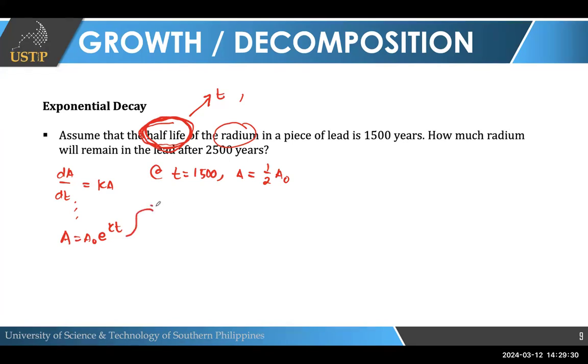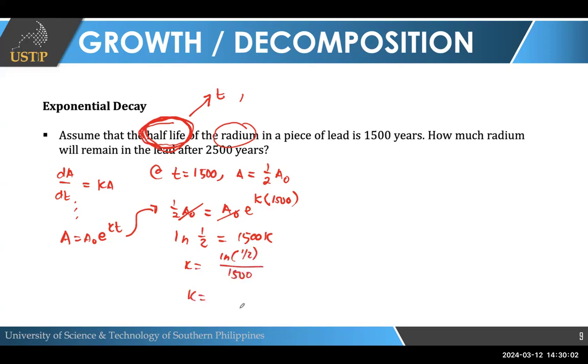So from this, let's substitute. We'll have one half A naught. It again did not give an initial value, so we just keep A naught. One half A naught is equal to A naught e to the k times 1,500 years. Okay, cancel A naught. We will have, we can go straight to ln, ln of one half equals 1,500 k. Okay, k will be ln of one half all over 1,500.